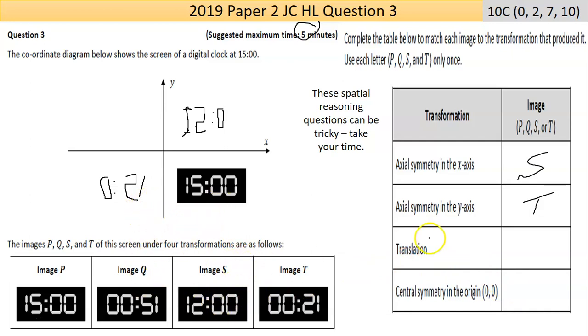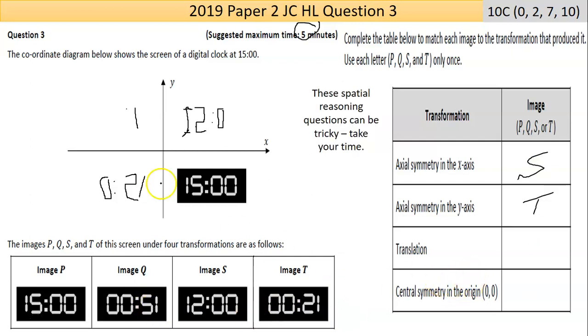Now the next one, translation. You're moving something through a point. What's going to happen to it then? You might look at the last one here. If each answer is only used once, then central symmetry in the origin: this point goes onto here, up the same distance, 1. Then this would end up there, and this would go on. Q? No. Oh, sorry, it would be Q.